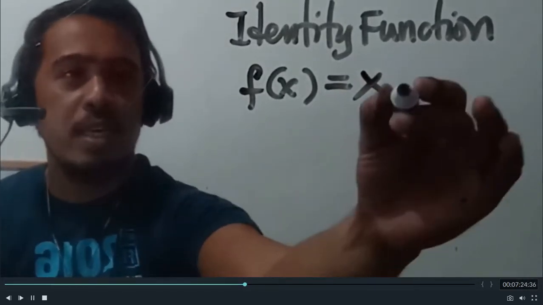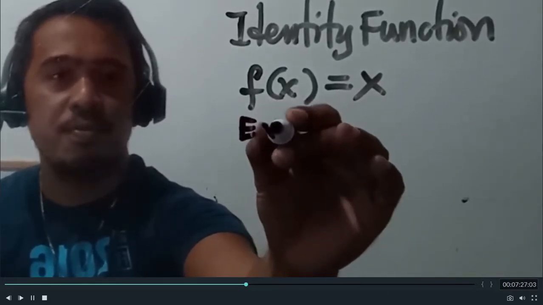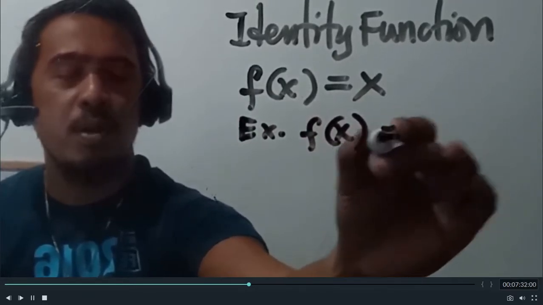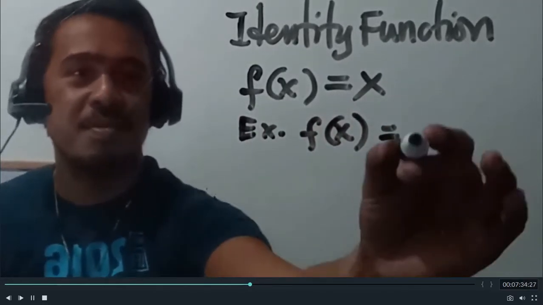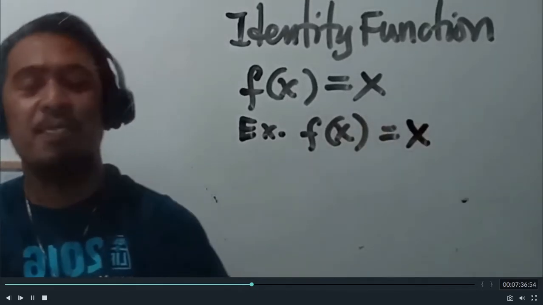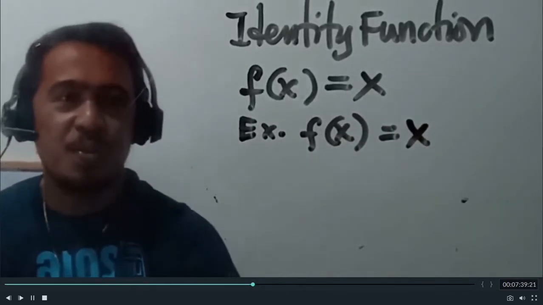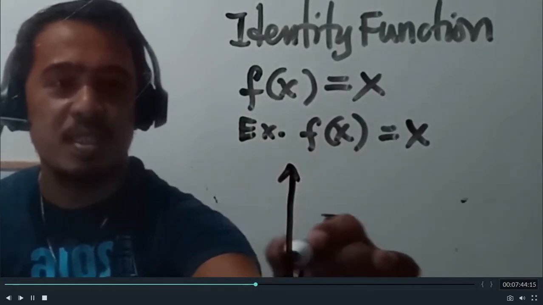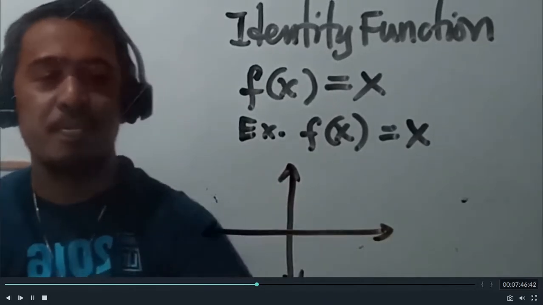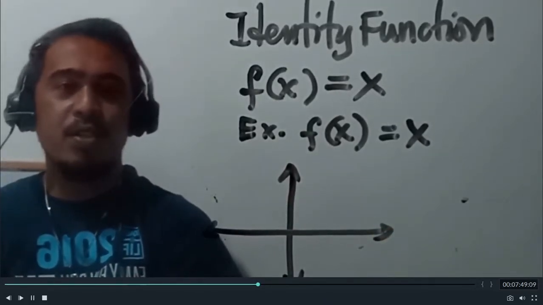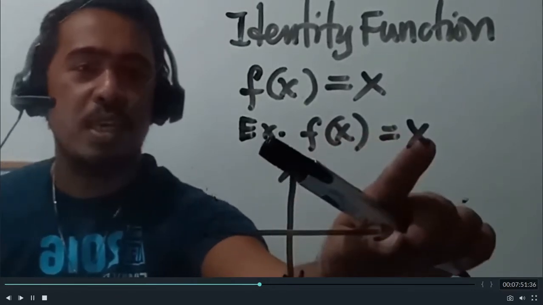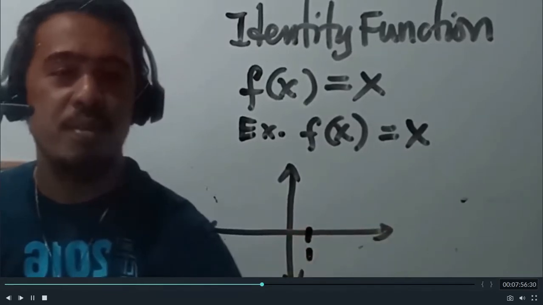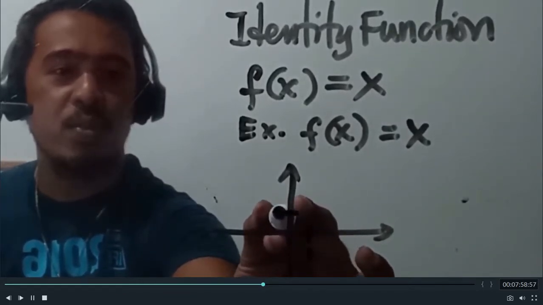So let us consider an example. Let us graph the function f of x equal to x, the identity function. So this is an example. What you'll be doing is this: the identity function is whatever is the input, the same is the output. It means if the input is 1, the output y is also 1.